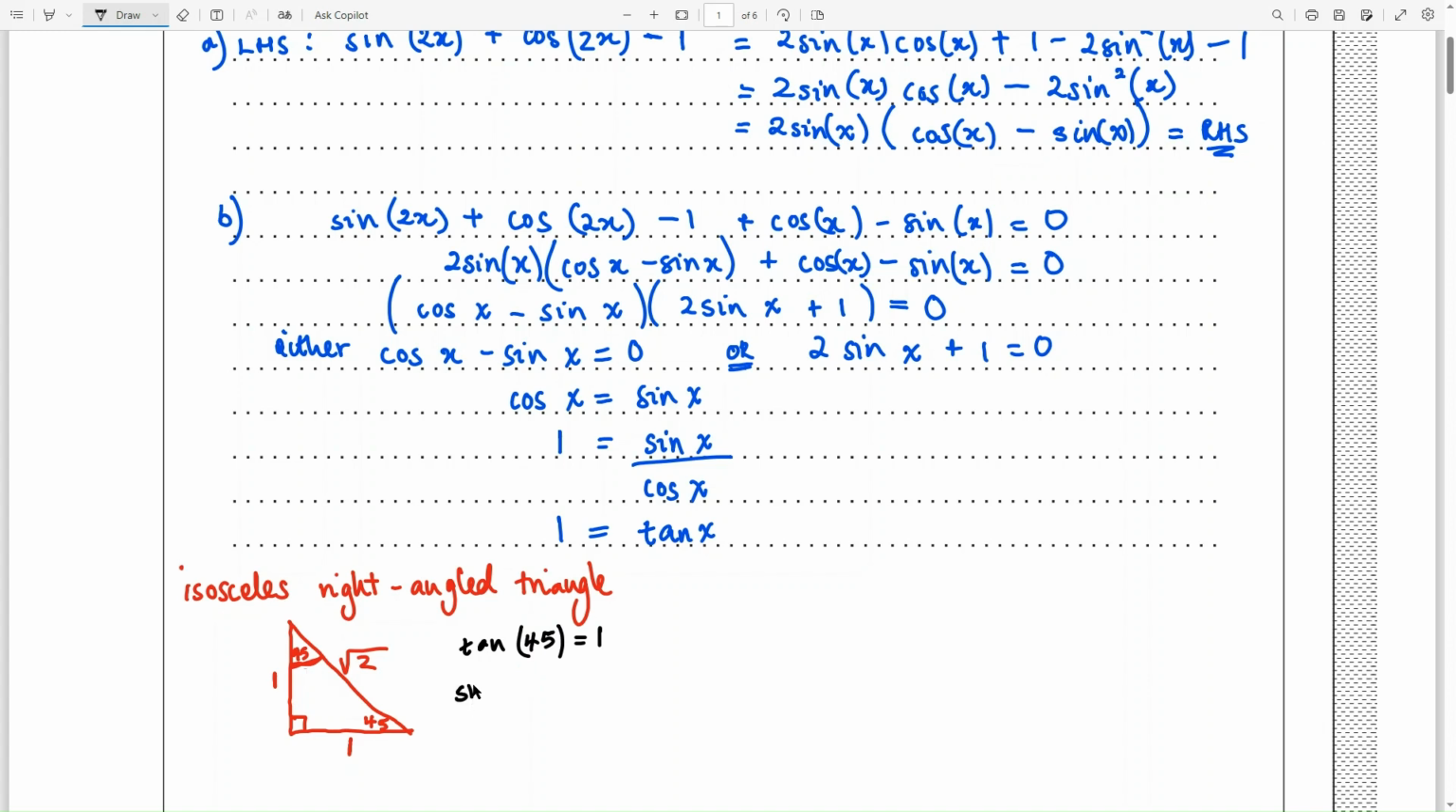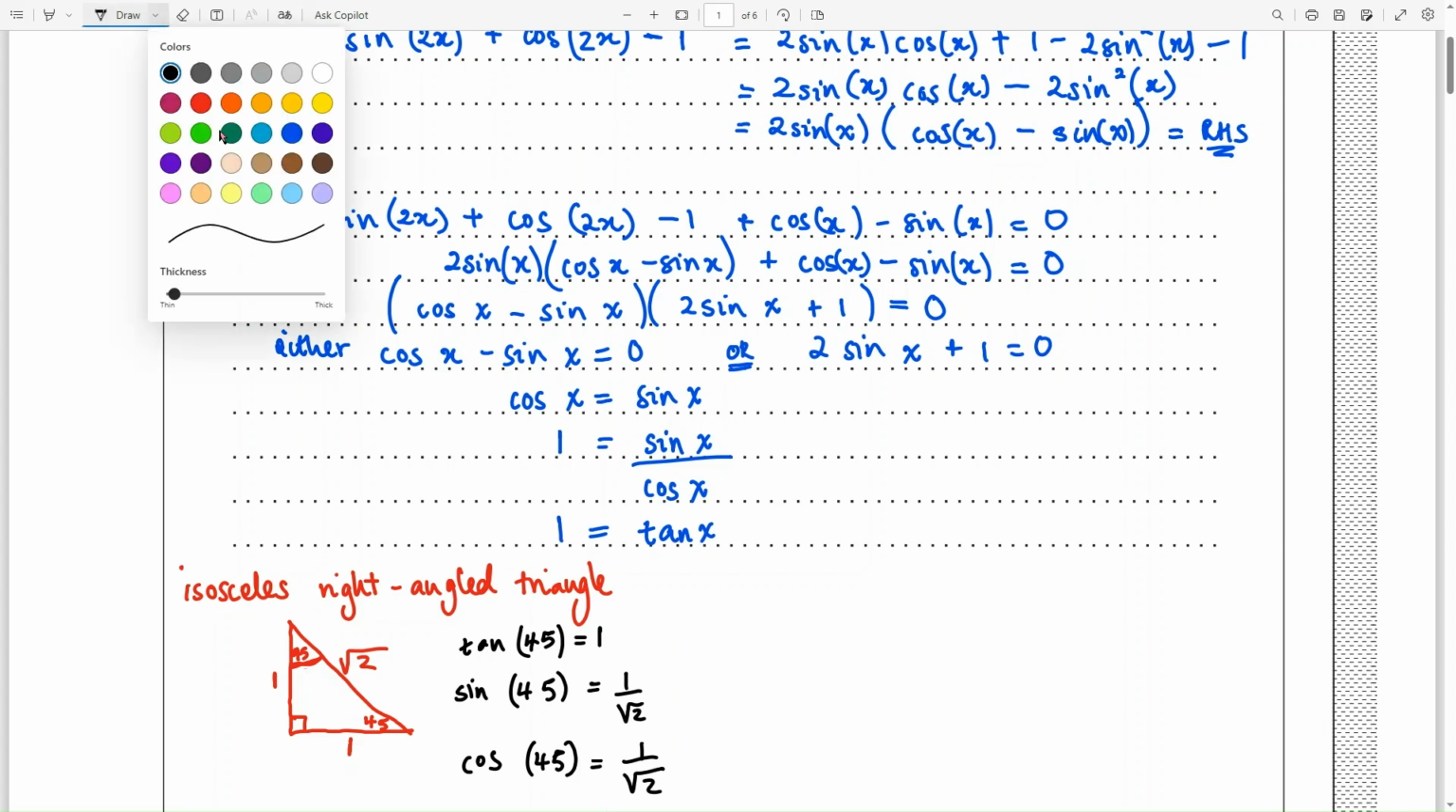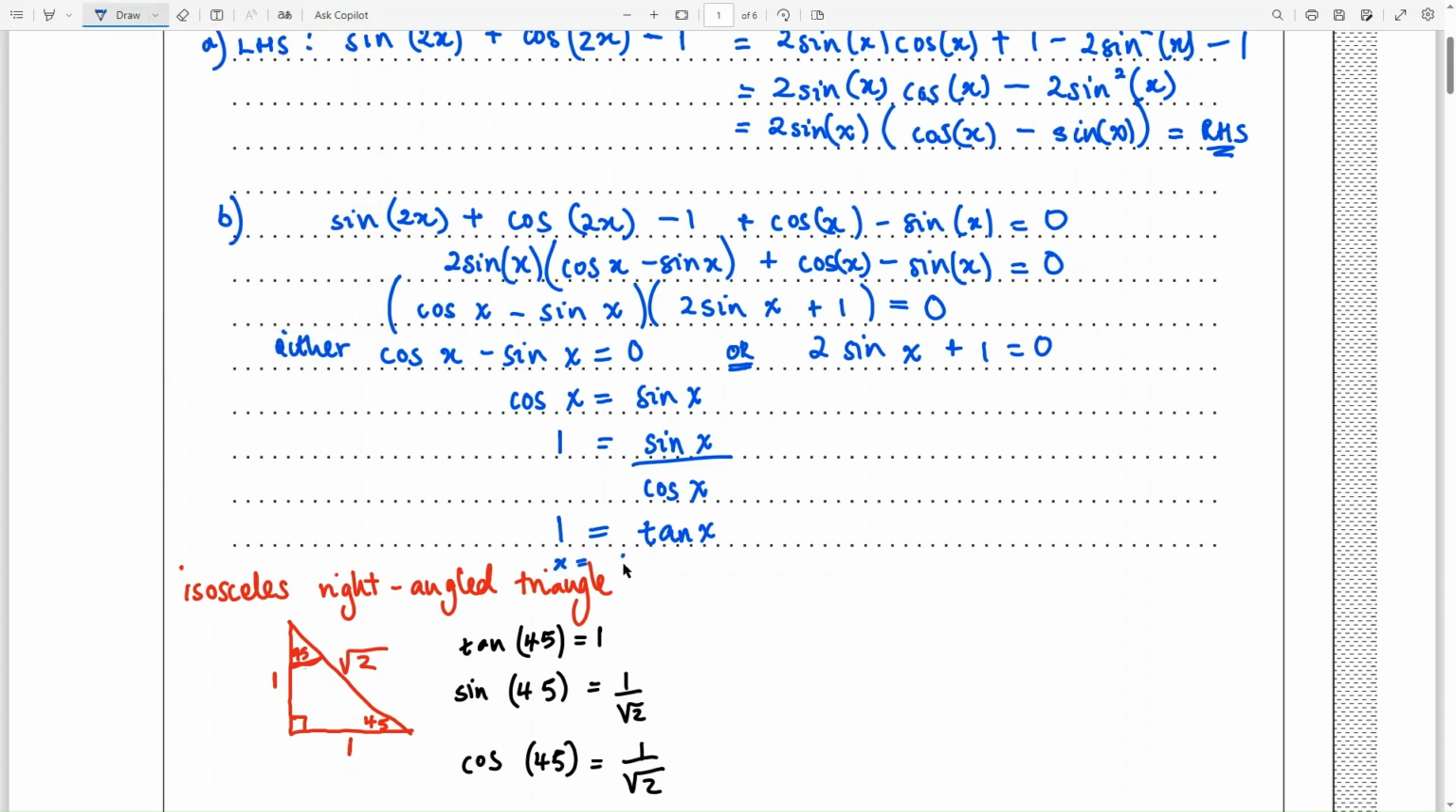You can also use that triangle to figure out what sine 45 is. That could tell you that's 1 over root 2. And then cos 45 is also 1 over root 2, adjacent over hypotenuse, right? So that's a triangle you can use to figure out all your 45-degree values. Anyway, from that triangle, we figured that x is equal to pi over 4.